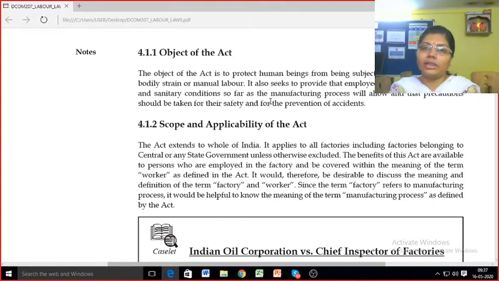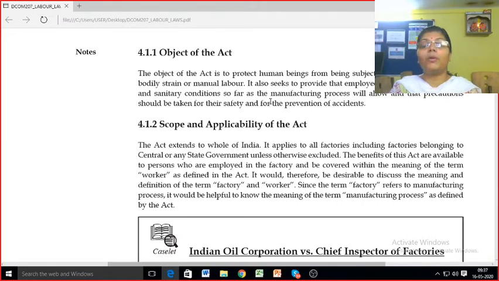We all know about the history of this Act. हमें पता है Factories Act की history क्या है. Factories Act came into picture in order to protect the human being, the manual labor. लेबर्स को बचाने के लिए, लेबर्स की जो काम कर रहे थे उनके लॉन्ग वर्किंग आवर्स, उनके जो स्ट्रेन थे उसके ऊपर किसी का कंसर्न नहीं था.